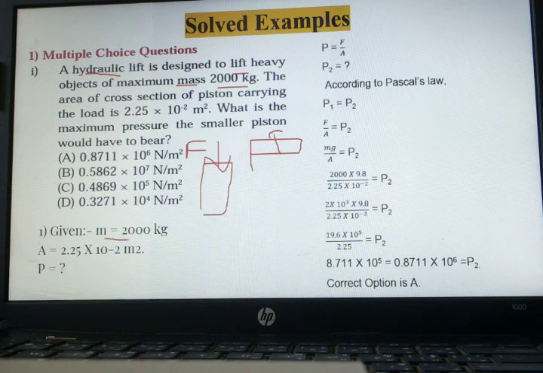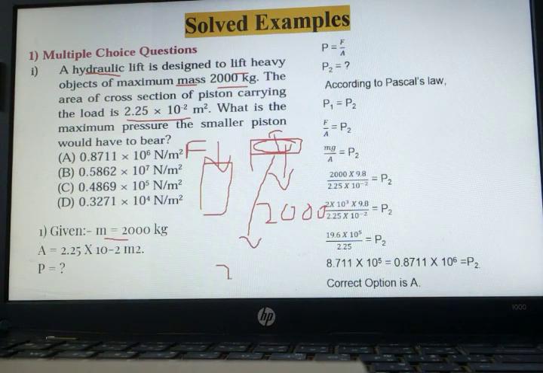Mass. What is the maximum mass which can be lifted? That is 2000. So small m is equal to 2000 kg. What is the area of the cross section of the piston? Take for example, over here we can load a maximum mass of 2000 kg, and the area of this piston they have given as 2.25.